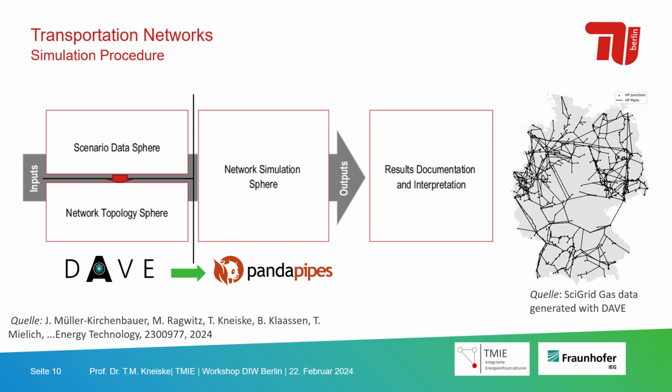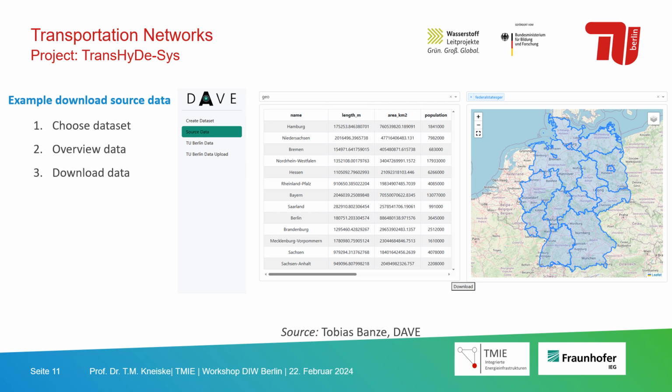So the network topology could be taken from DAVE. Here on the right side you can see the DAVE data for a gas network taken from the SciGRID gas dataset. The dataset is then converted to network simulation tools. For example, it could be translated or transformed to pandapipes. Pandapipes can then be used to do a network simulation. This is basically what we did in the TransHydSys project.